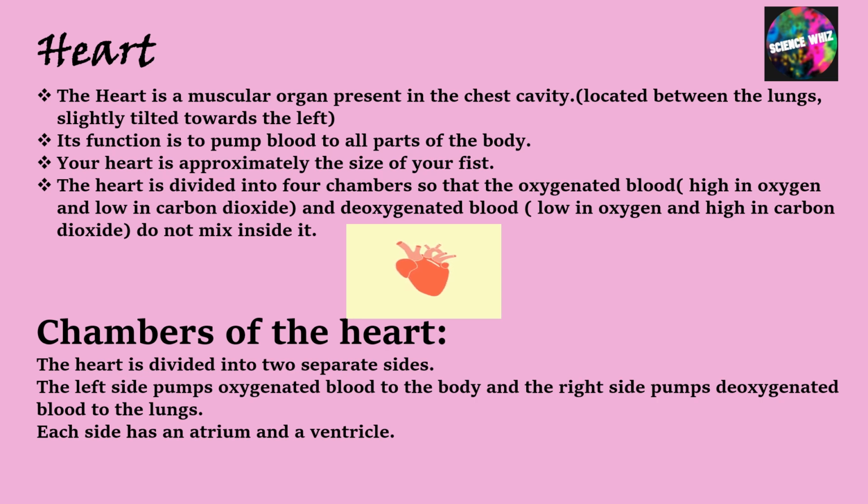Chambers of the heart. The heart is divided into 2 separate sides. The left side pumps oxygenated blood to the body and the right side pumps deoxygenated blood to the lungs. Each side has an atrium and a ventricle.